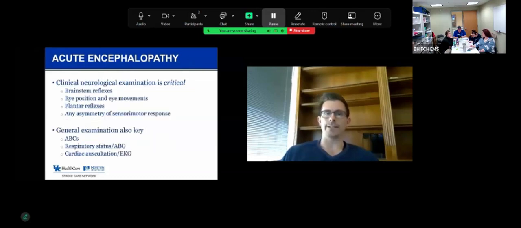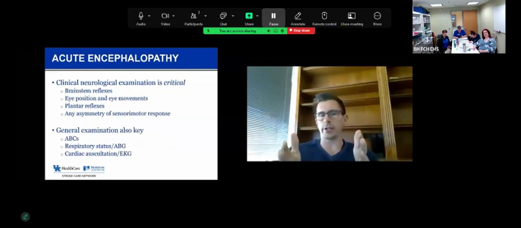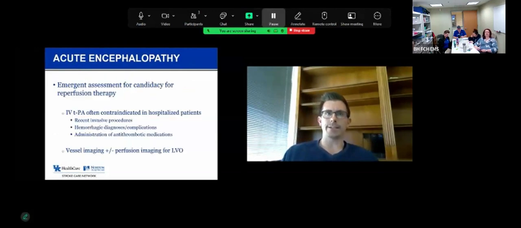The exam is really super important in these people: checking brainstem reflexes, checking eye positions, looking for anything that's asymmetric. So a disconjugate gaze where the eyes aren't looking in the same direction, anything that's more present on one side than the other, any kind of upgoing toe, those things should all prompt us to do more imaging evaluation. These people need to be assessed pretty quickly for the possibility that they could be having a devastating stroke. They usually aren't, but that's something that needs to be excluded.